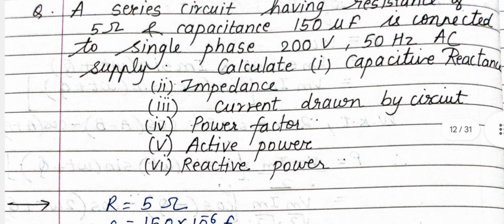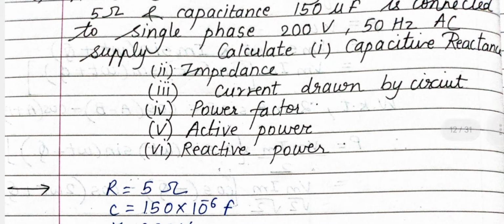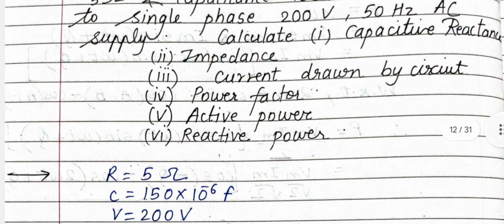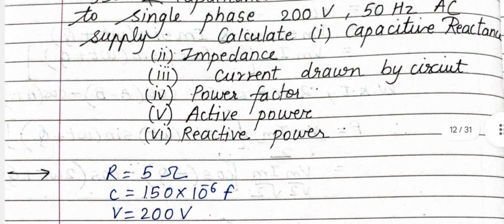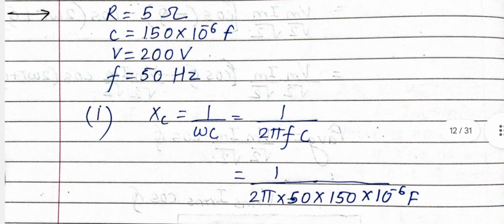Let us see: a series circuit having a resistance of 5 ohm and a capacitance of 150 microfarad is connected to a single phase 200 volt 50 Hz AC supply. Calculate capacitive reactance, impedance, current drawn by the circuit, power factor, active power and reactive power. This question was asked for 6 marks, each point will carry 1 mark. Now what is given? Resistance, capacitance, voltage and frequency are given to us.